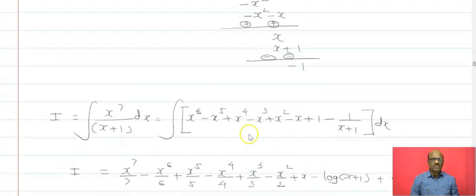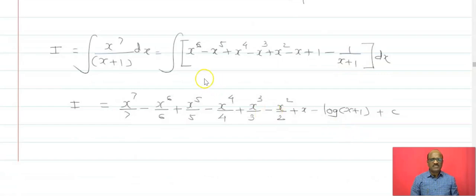Now see this here, quotient, all here is quotient. What about the remainder? Remainder is minus 1, and the divisor is x plus 1. Now this integration is very simple.